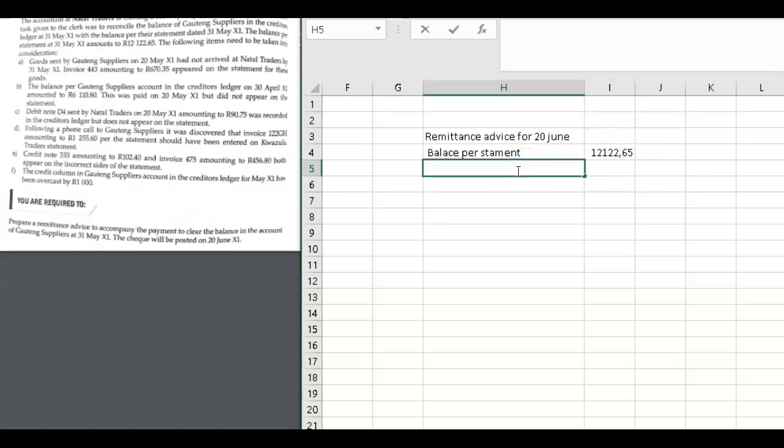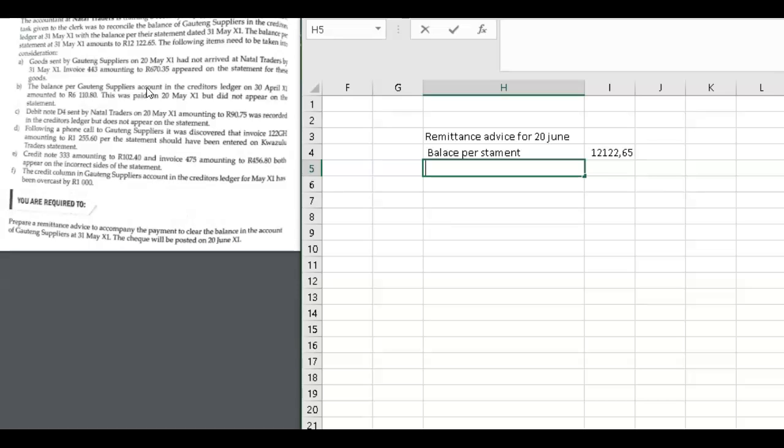The next thing you need to know is look at A. Goods sent by Gauteng Supplies. Now, Gauteng Supplies is the supplier. So this is the person we were buying on credit from. We are Natal Traders, okay? So goods sent by Gauteng Supplies had not arrived by 31st May, amounting to 670.35, appeared on the statement.